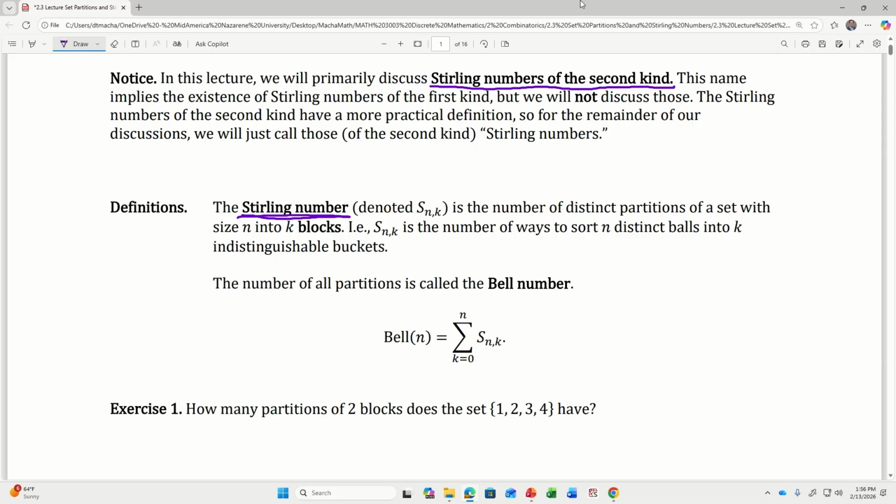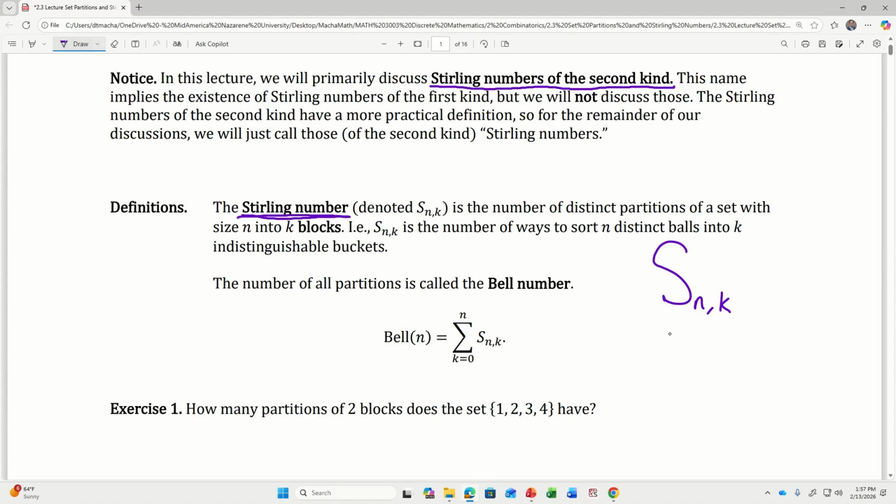So we're going to use a capital S with 2 subscripts to represent Stirling numbers. And a Stirling number is the number of distinct partitions of a set where the size of the set is size n. That's the first number in the subscript. And we're going to partition the set into k blocks. And so that's the second number that appears in the subscript, is the number of blocks.